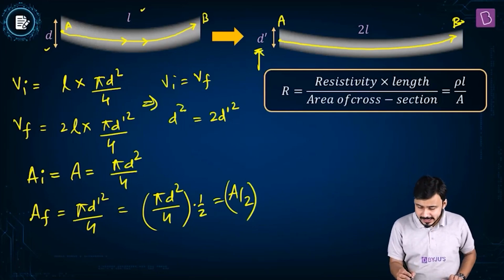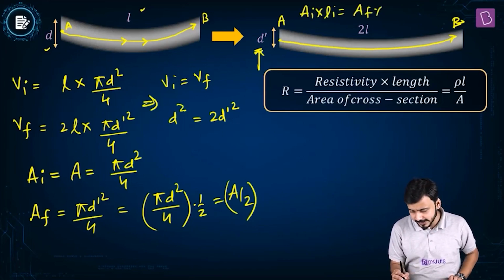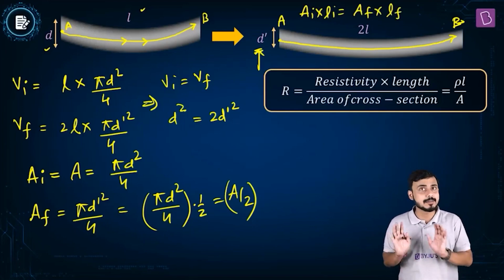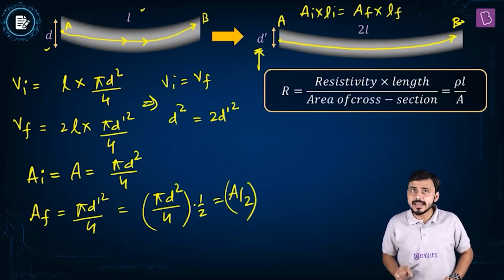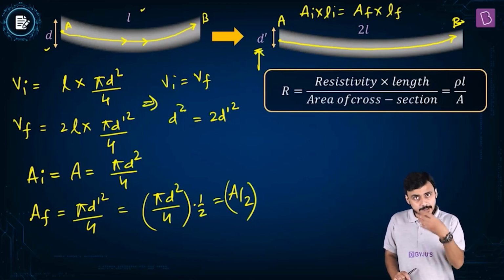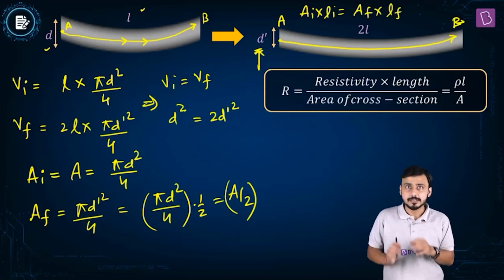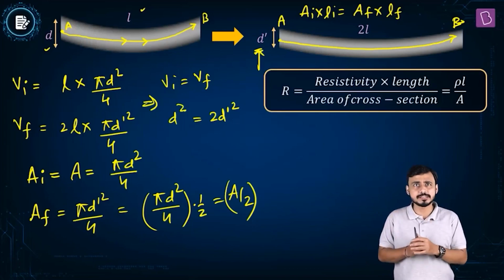You can directly get that from A initial into L initial is equal to A final into L final without involving the diameter itself, right? You can get this relation: if length is twice, then the cross-sectional area should be half of the initial value, in order to keep the volume constant, correct?